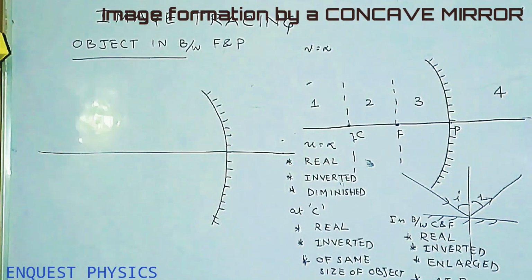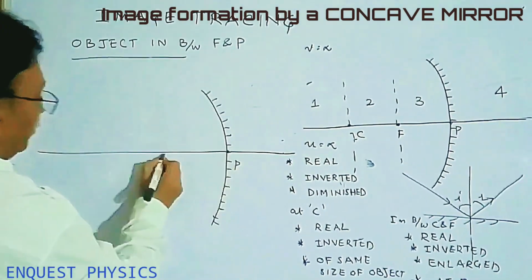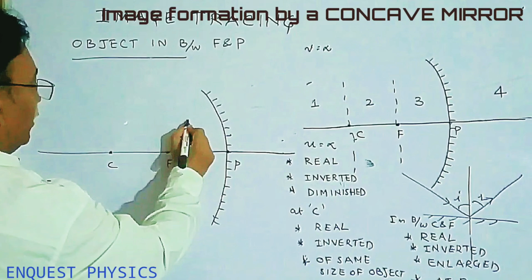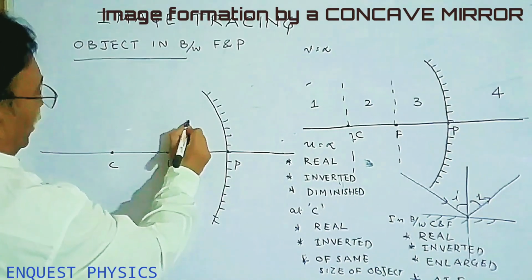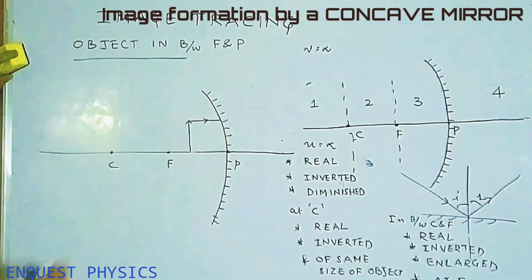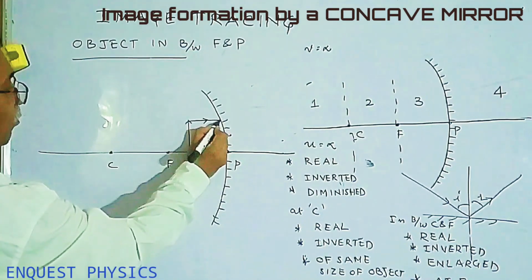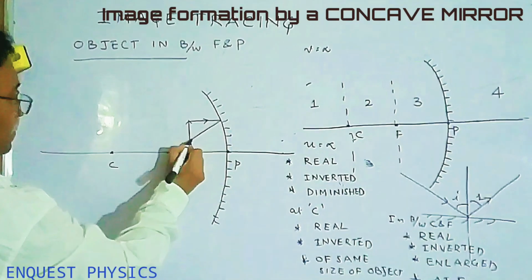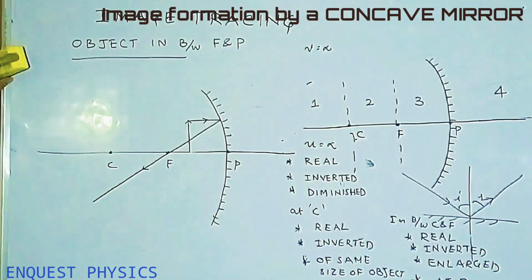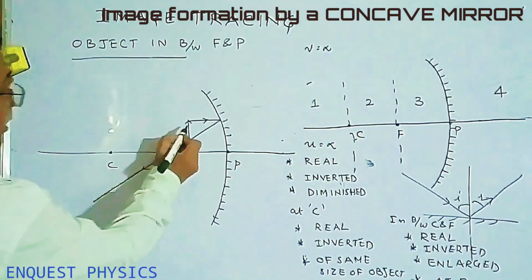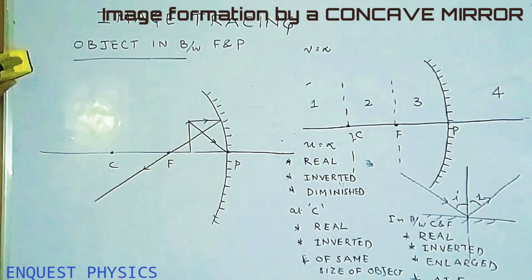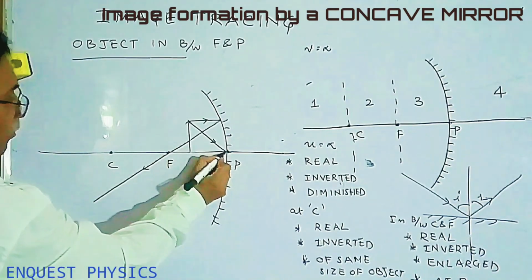And take it as the principal axis. This is the pole, say it is F and it is C. Right now we are keeping an object in between F and P. I have to do the routine. One ray has to go parallel, and after reflection it has to come back. Okay. One more ray we are taking. Here the same routine what I am doing. I took it and it came as an incident ray and it follows the laws of reflection.